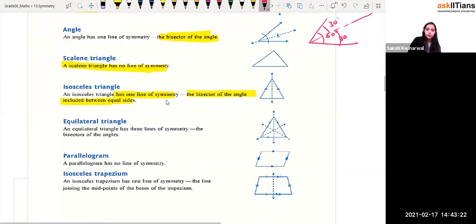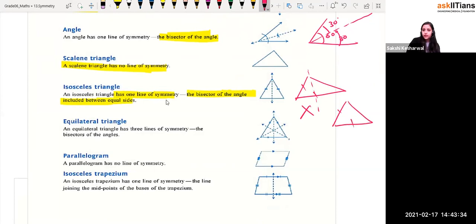So let us suppose you have an isosceles triangle like this, right? So this and this are equal. The line of symmetry cannot be drawn like this. No, it's no. But it has to be, beta, if this and this side are equal, then we say that this is the line of symmetry and this is going to be 90 degrees. So this one is the line of symmetry, right?